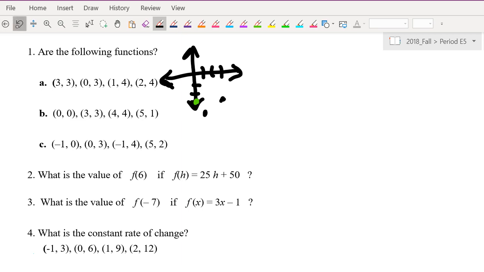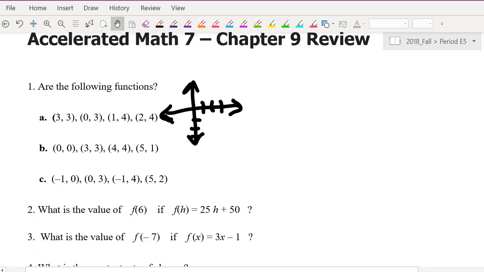Okay, so 1 comma negative 4 and 2 comma 4. Oh, it was positive. Wait, why did I make negatives? There's no negative. There are no negatives. Alright, let me make it positive.